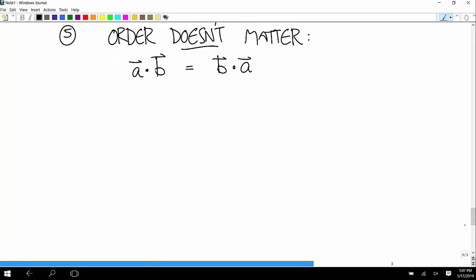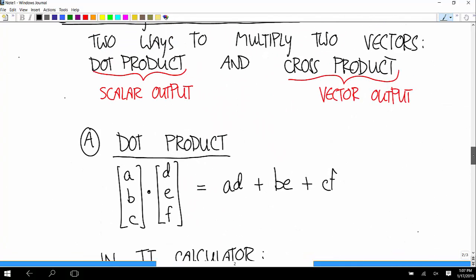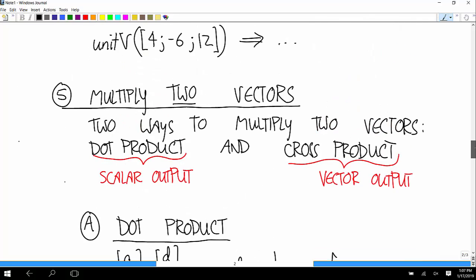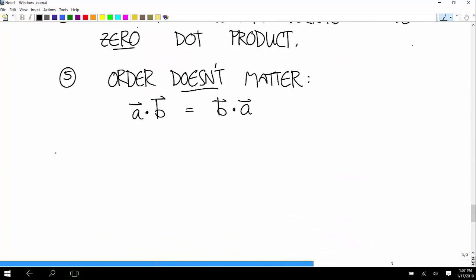Okay, so next is cross product. This tree structure is getting a little messy, but this is all under number 5, which is multiplying two vectors. I call dot product 5a. Let me actually change that a on here. And so now cross product, I'm going to call 5b.